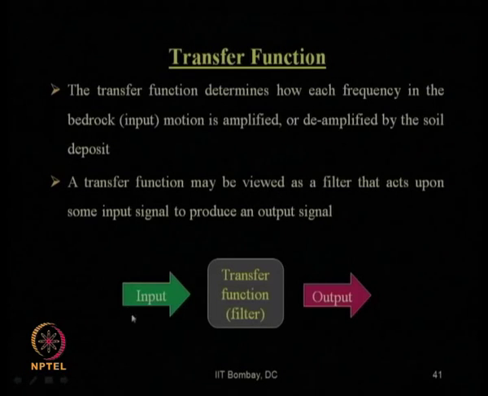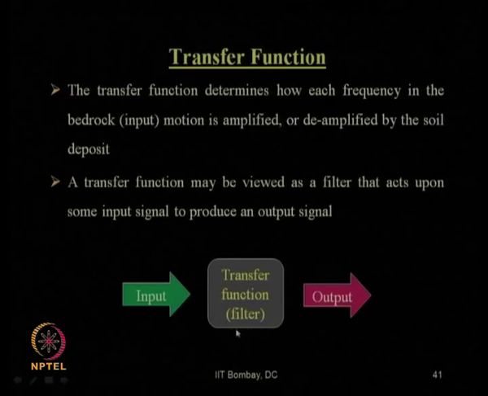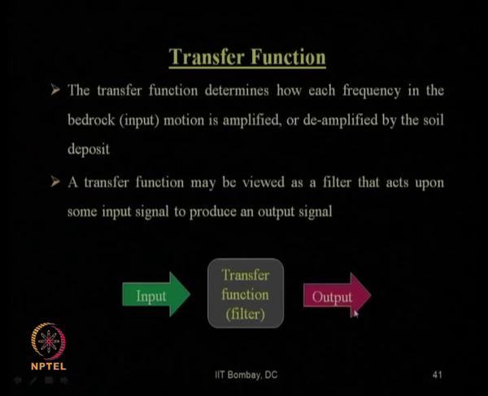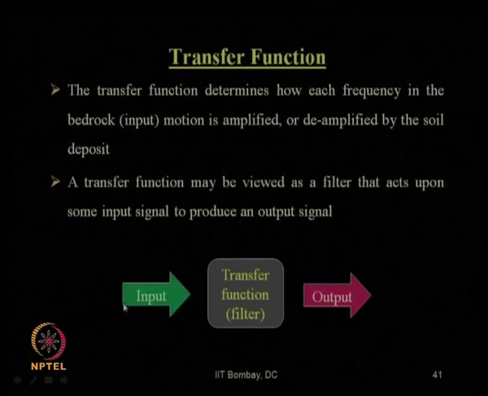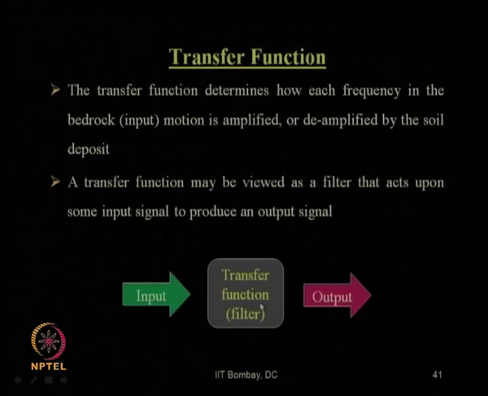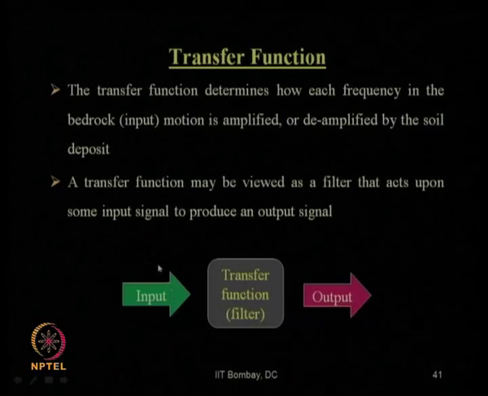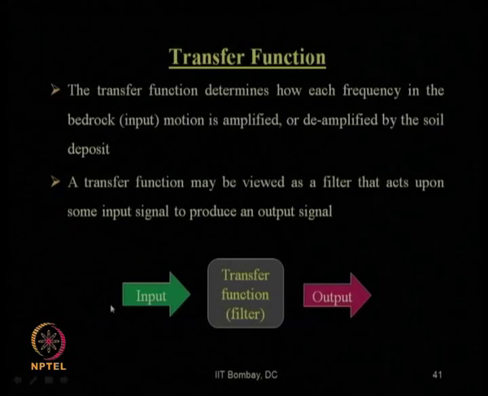That means, you have an input motion, and by using this multiplier or transfer function or filter, you will get an output motion. What should be your input data? Always the known one. So, it can be your bedrock motion, and using the transfer function you will get the free surface motion. Or suppose you know the free surface motion and the bedrock motion is unknown, in that case your input will be the free surface motion.